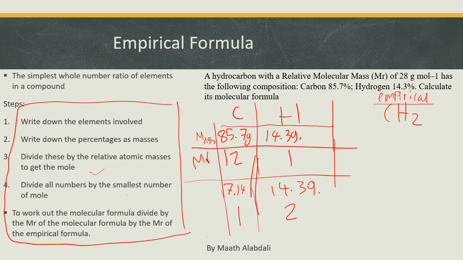But to work out the molecular formula, we have to work out the Mr of the empirical formula, which is 14, because 12 plus 2 is 14. Then 28 divided by 14 is 2, and then we have to multiply the empirical formula by 2, so it's going to be C2H4.